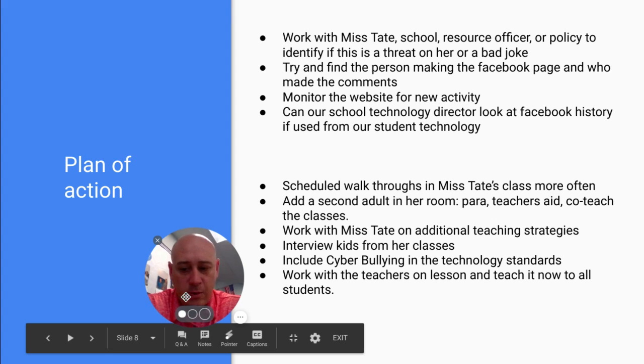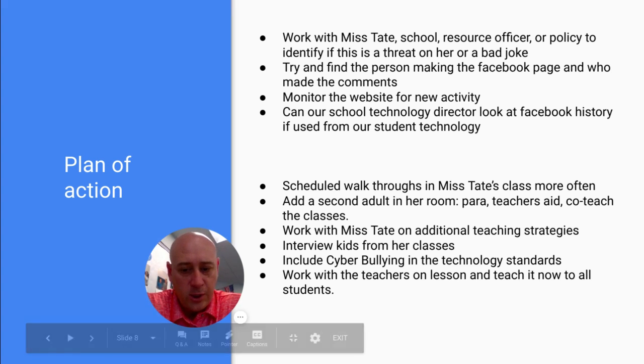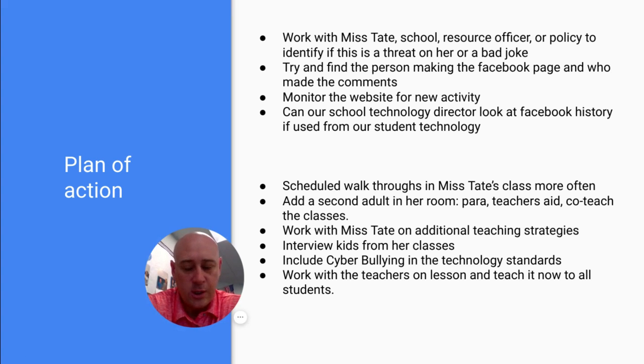I think what we need to do right away is add a second adult to the room, whether it be a para, a teacher, a co-teacher, something in the classroom, just so she can have another set of ears and eyes in the room. Work with Miss Tate on additional teaching strategies.